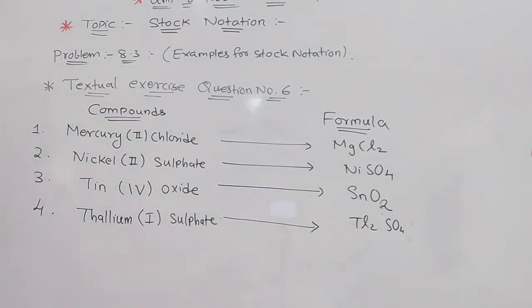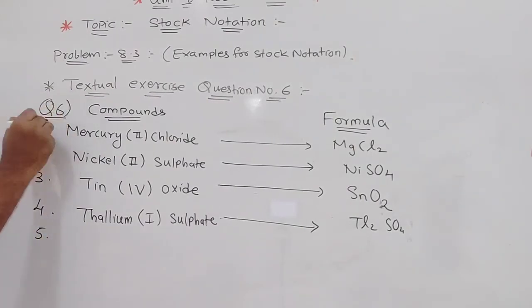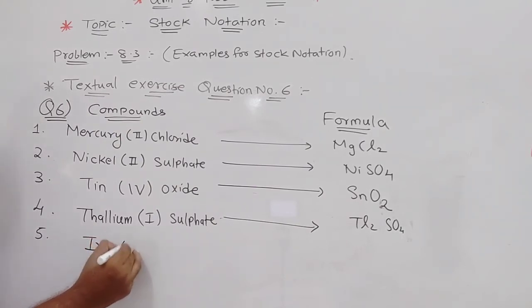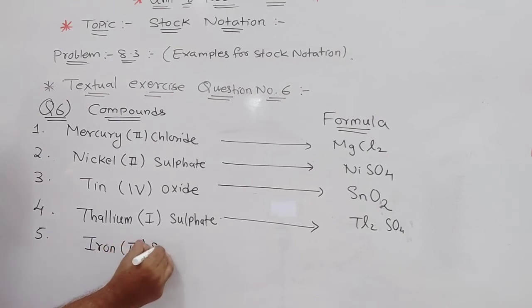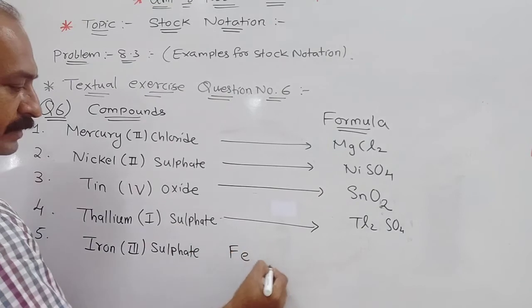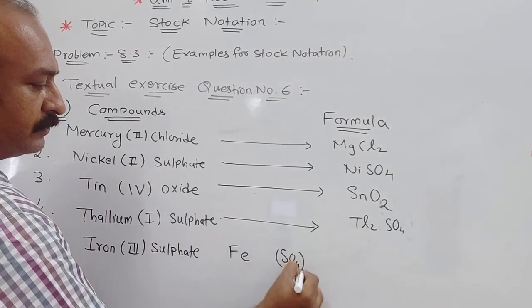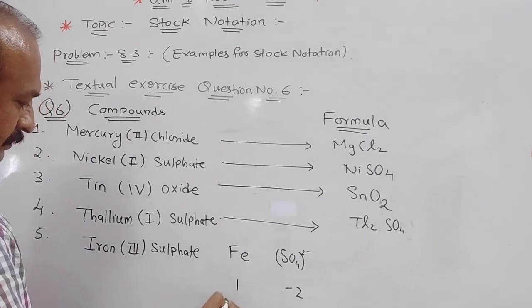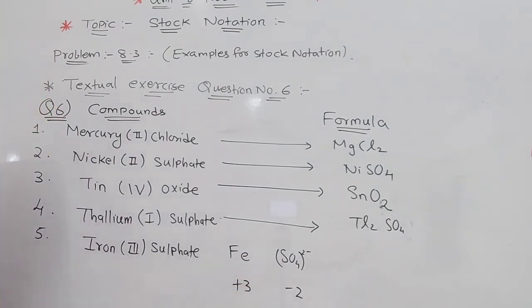Okay. Then the fifth one, what is given? This is question 6 I am talking about in your exercise. So you can write it down in your fair book also. Then the name is iron 3 sulfate. Iron 3 sulfate. Okay. Iron means Fe. Sulfate means again SO4, 2- as I said. So here -2, and iron 3 means +3.